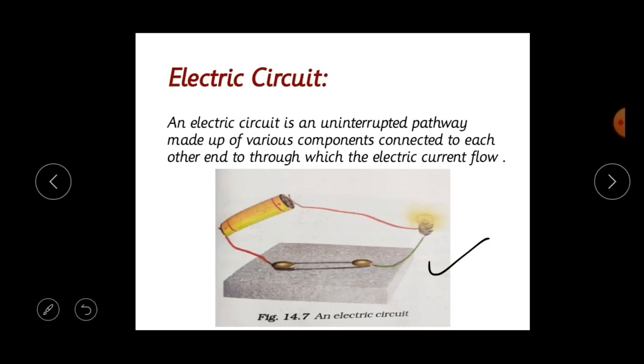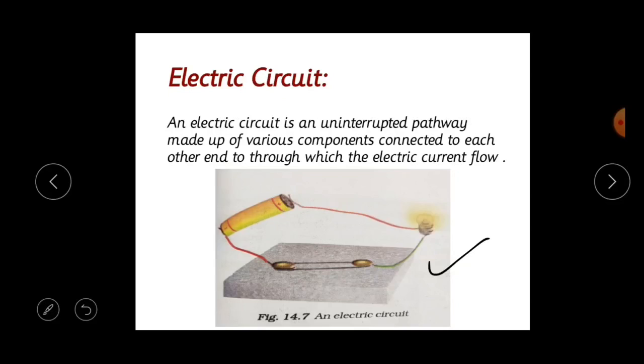An electric circuit is an uninterrupted pathway made up of various components connected to each other end to end, through which the electric current flows. So what is this electric circuit? It is uninterrupted, meaning it cannot be disturbed. It does not get disturbed, isn't it?